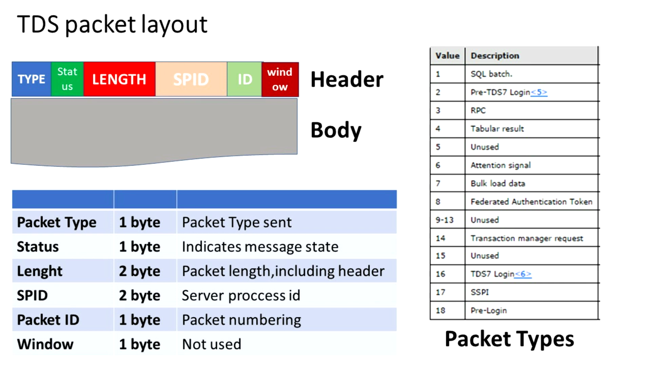SPID is the process ID on the server corresponding to the current connection. This is a 2-byte value and is represented in network byte order, big-endian. Packet ID is used for numbering message packets that contain data in addition to the packet header. This value is actually ignored. Window is 1 byte and is currently not used. This byte should be set to 0x00 and should be ignored by the receiver.